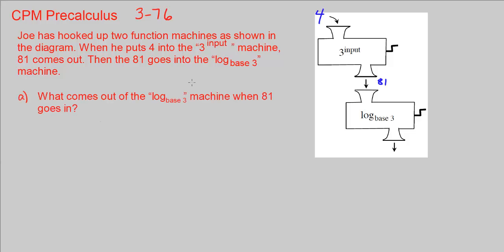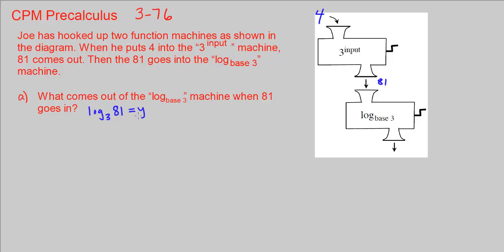So let's go ahead and talk about, well, what is log base 3? What comes out of the log base 3 machine when 81 goes in? So here we have 81. It's going into the machine, and what comes out? Well, let's write this. This is log base 3 of 81. Since 81 is going in, log base 3 of 81 equals what? So what is coming out here?